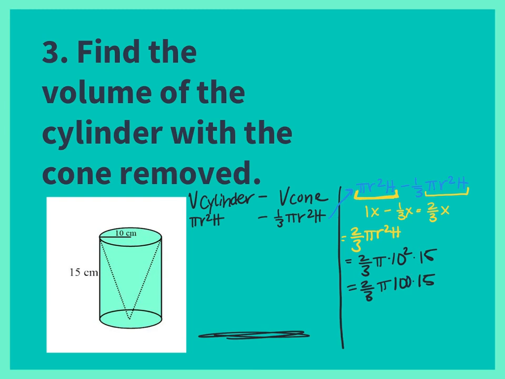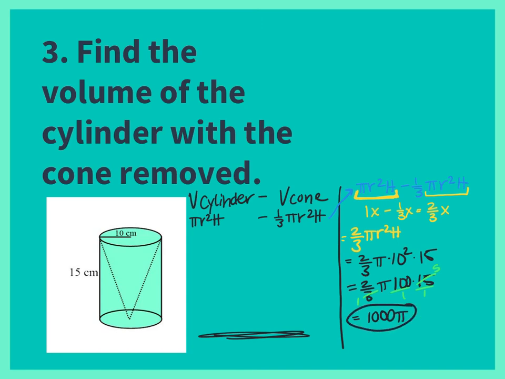Oops, I should have written 100. Okay, now I can do a little bit of simplifying. 100 over 1, 15 over 1, 15 and 3. I can simplify dividing by 3. And now I can multiply. 2 times 100 times 5 is 1,000 pi.